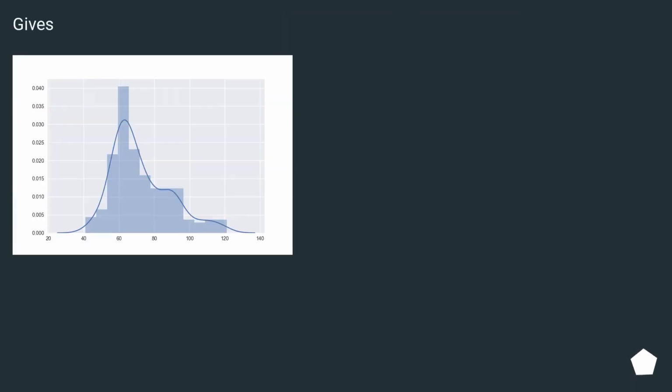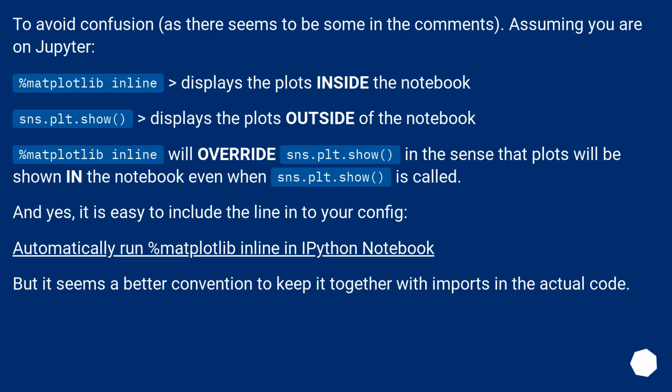Gives this output. To avoid confusion, as there seems to be some in the comments, assuming you are on Jupyter, %matplotlib inline displays the plots inside the notebook. sns.plt.show displays the plots outside of the notebook.